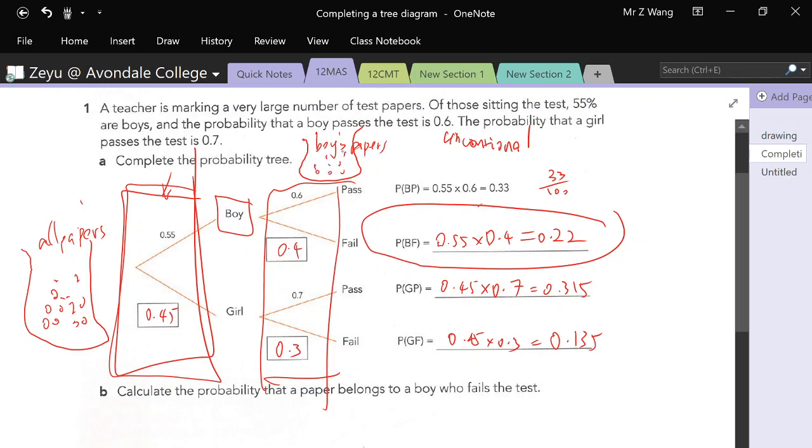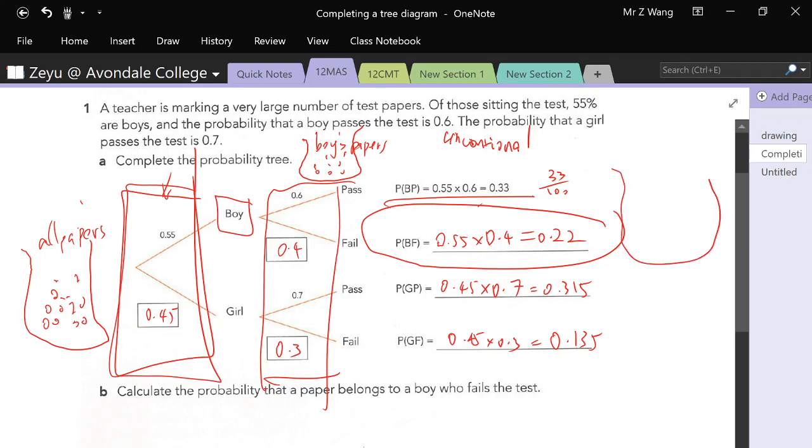I just want to know what that first bit meant. This 0.55, this is 0.45. Oh no, I get what you meant now. I got it. You got it? Are you sure? Yeah. Okay, and the last bit, right? So it's boys and pass.